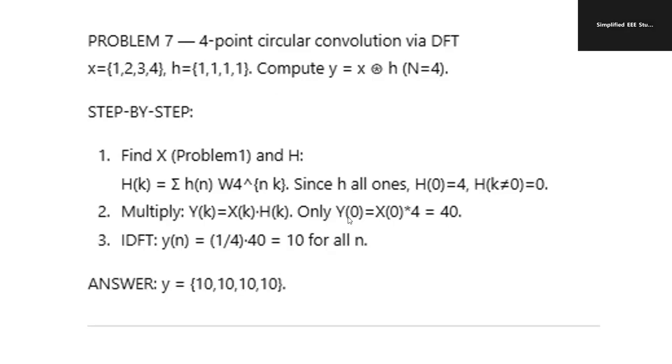40 is nothing but Y of 0, correct? Then the final answer will be 10, 10. All are the same answer only. Kindly verify. That means y of n is equal to 1 by 4 into 40. It is applicable for all n. So the same answer is coming over here.